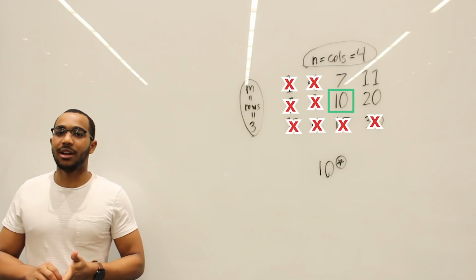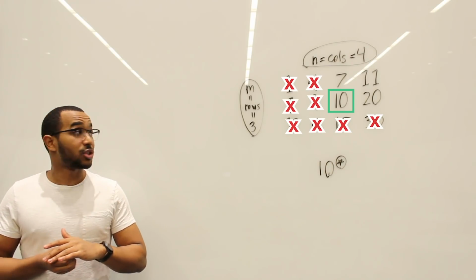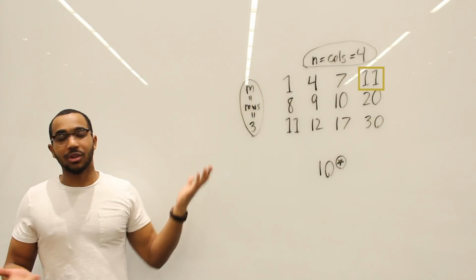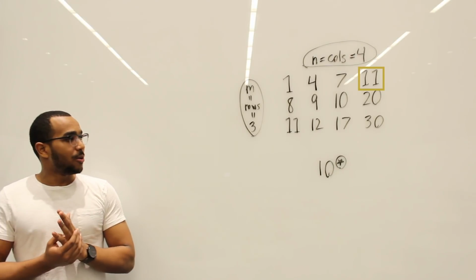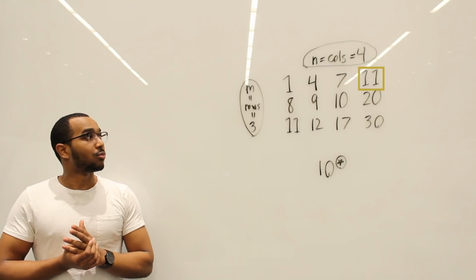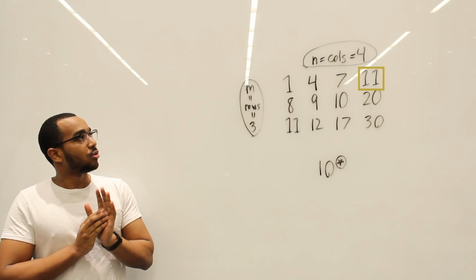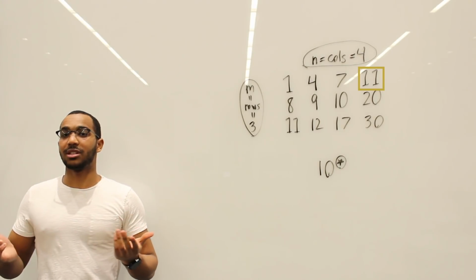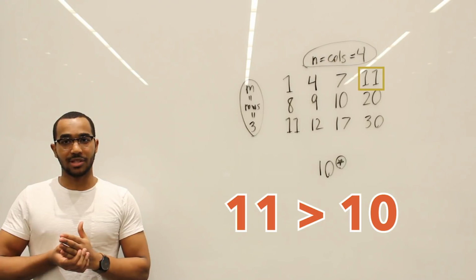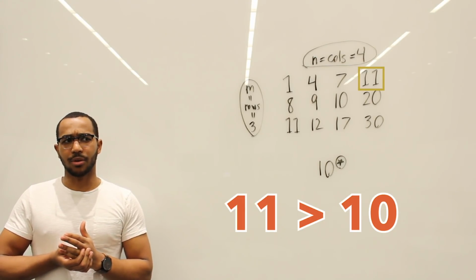So my theory was right, and now we need to look at the top right corner. So let's start there, at 11. Let's look for 10 again. What we need to do here is look at how 11 relates to 10. So 11 is greater than 10, so I need to lose value.